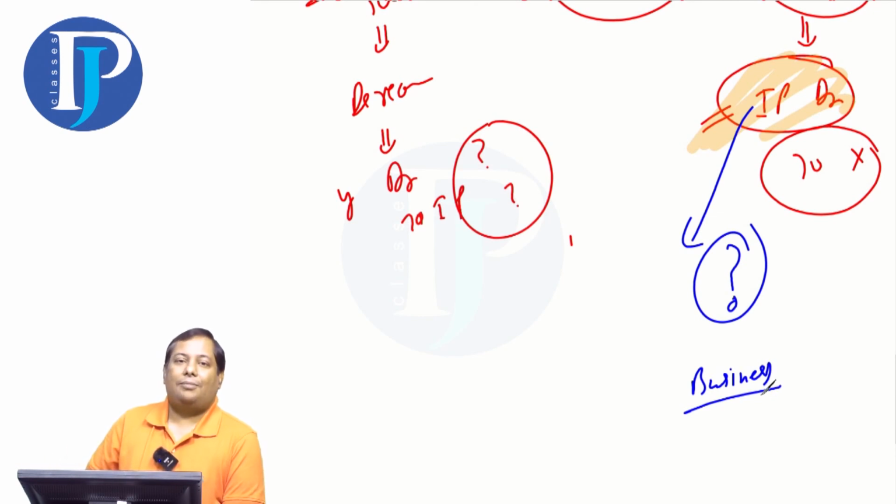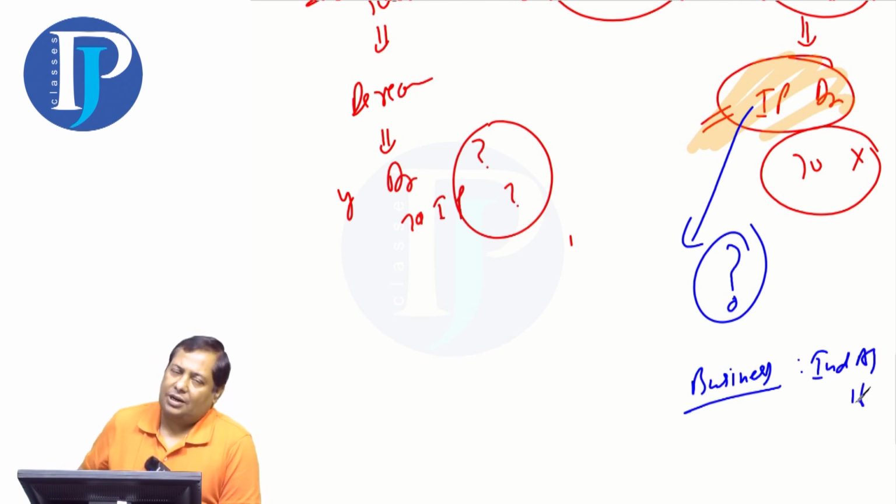I will set up a factory here. Okay, so they rented this to build the factory. Means Ind AS 16 will be applied here. If he uses it in business, then 16 will be applied. Understood.